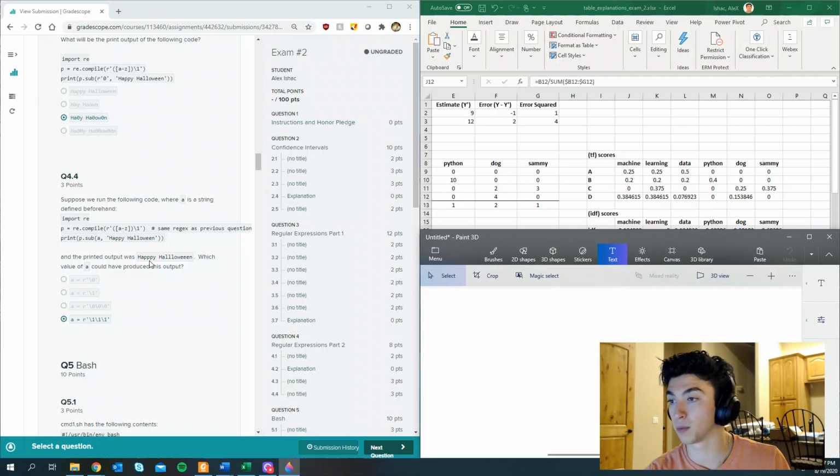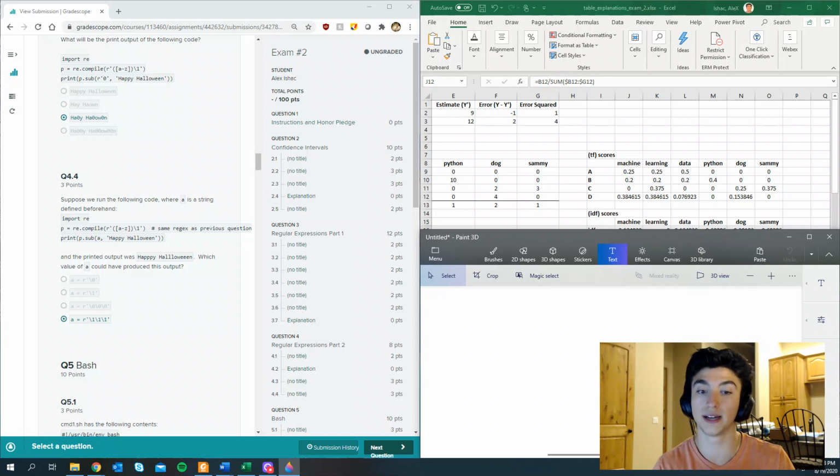The printed output was Happy Halloween. So which of the following values of A could have produced this output? And the answer is A is equal to R, and then \1\1\1, 3 separate times. As in the explanation for 4.3, the \1 matches the same text as most recently matched by the previous group.